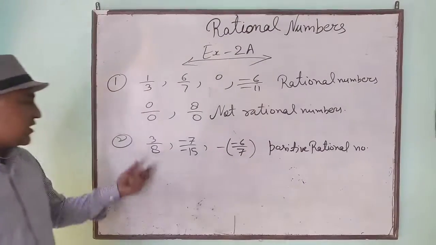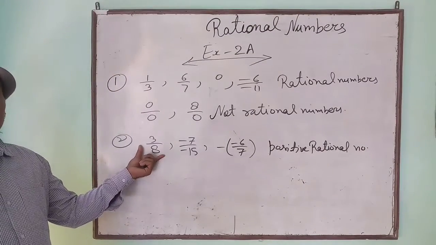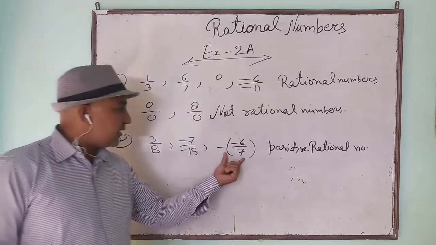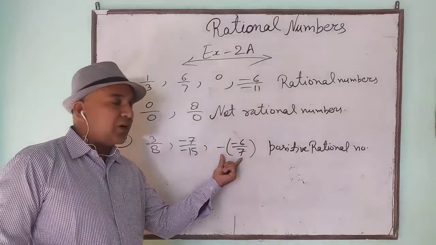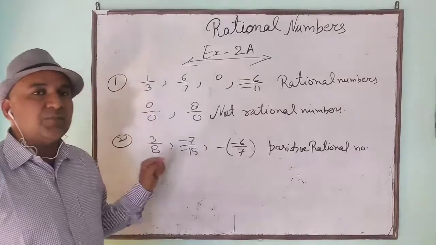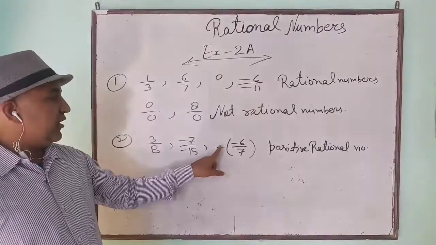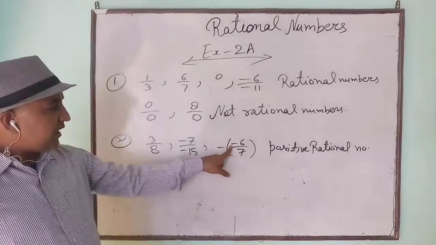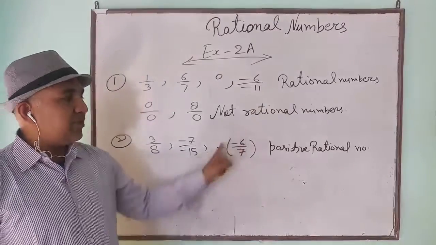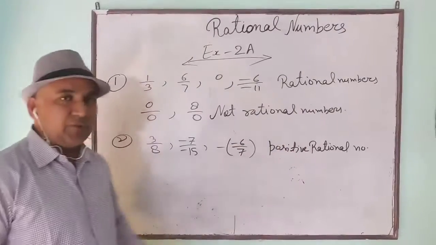In some questions directly you can see it is positive or negative, but in some questions first you have to solve, then after you will tell it is positive or negative. Just like here, minus into minus becomes plus, then your whole rational number will become positive. So it is a positive rational number.